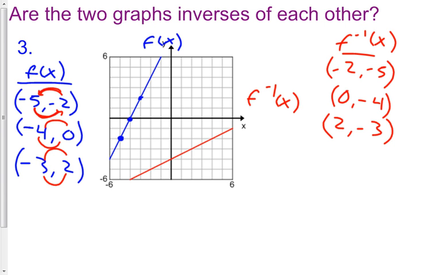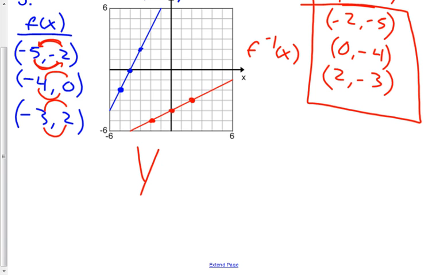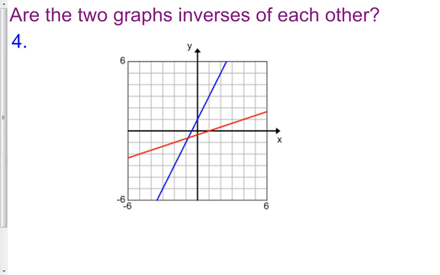Let's see if all 3 of these points are found on our red line. -2, -5. 1, 2, 3, 4, 5. There it is. It's on our graph. Next one, 0, -4. That one's on our graph as well. It's looking good. And we have 2, -3. Yes, this is enough information to tell us they are inverses of each other. Yes would be the correct answer for this one. So all you have to do here now, class, for the next 2 is find some ordered pairs, see if both the blue and the red go through the ordered pairs and the inverses of those.